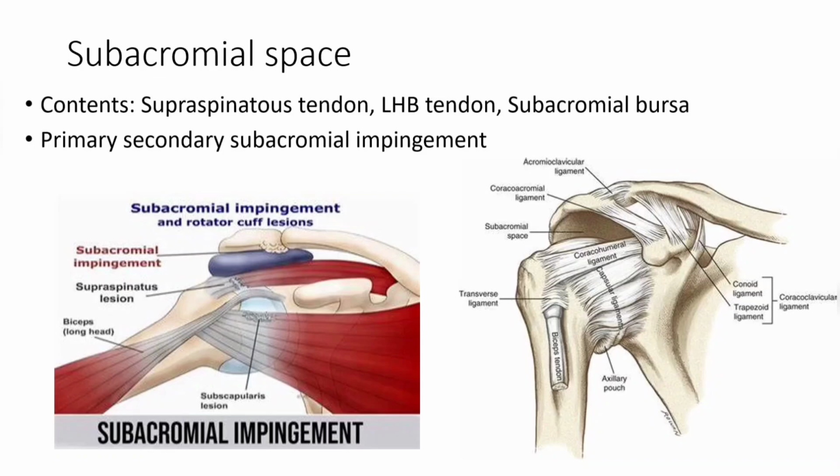We have two types of subacromial impingement syndrome: primary and secondary. The primary is when there is an anatomical abnormality. For example, when the acromion is hooked, it exerts extra strain on the tendon. And the secondary is due to muscular abnormality, when there is imbalance between the shoulder muscles.